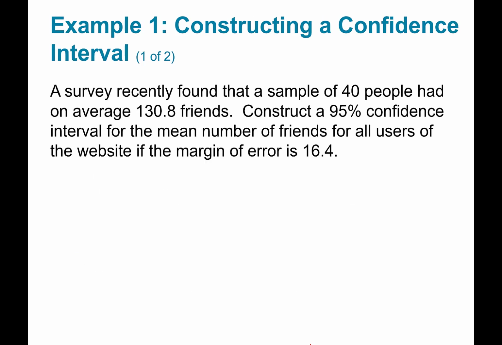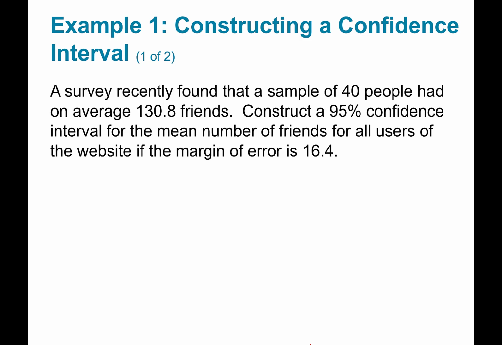So let's actually do an example all the way through. A survey recently found that a sample of 40 people had, on average, 130.8 friends. Let's calculate a 95% confidence interval for the mean number of friends for all users of the website if the margin of error is 16.4.